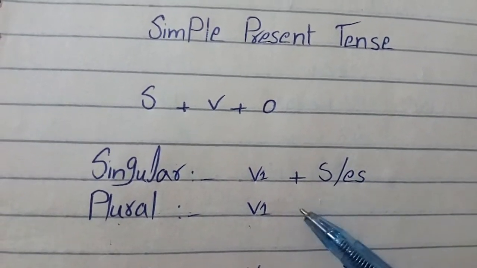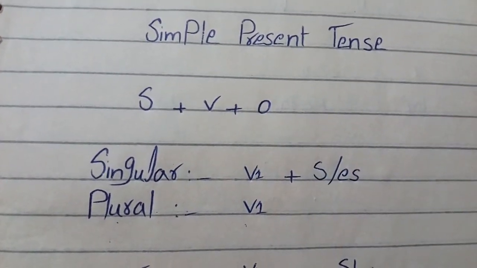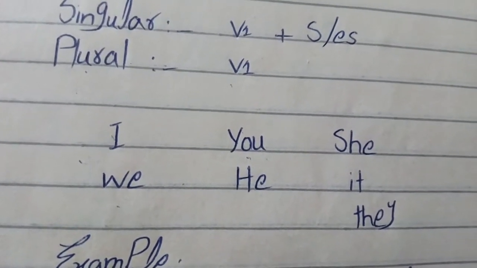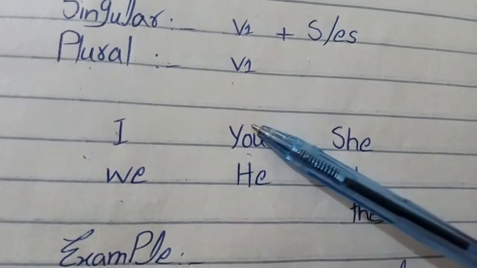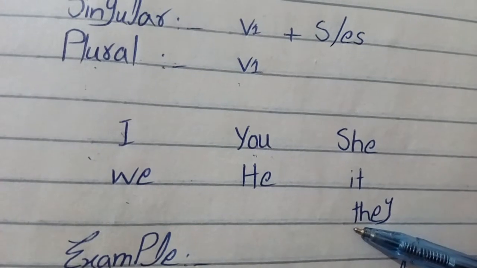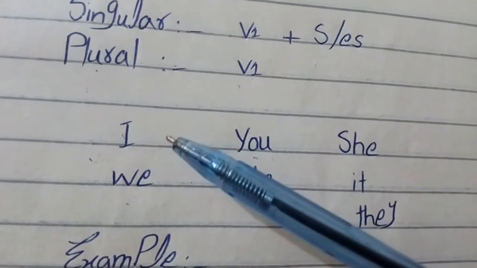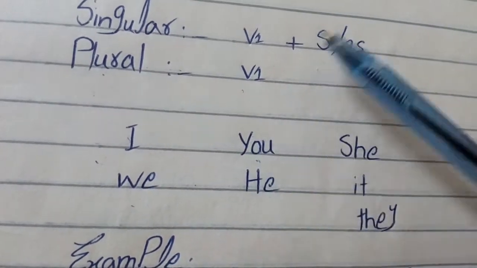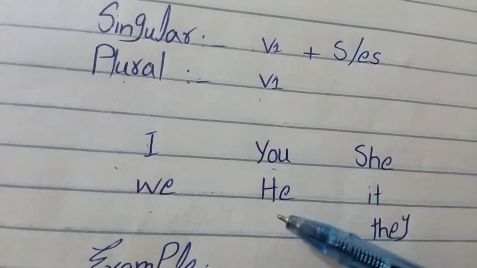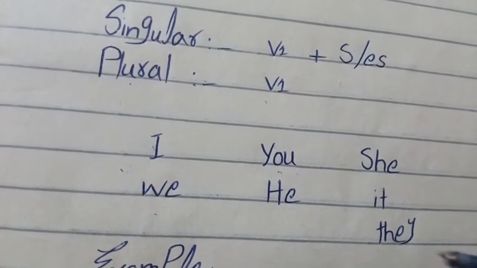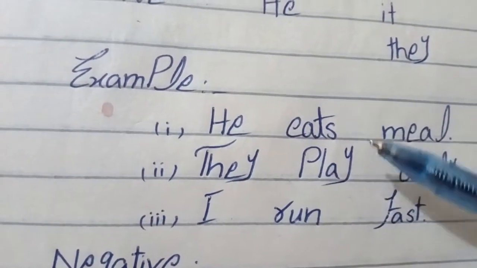To understand this structure, we have to know about the grammatical person. What is the grammatical person? The grammatical person is I, we, you, he, she, it and they. If the subject is I and you, use the plural verb. The first person: I, we; the second person: you; and the third person: he, she, it and they.